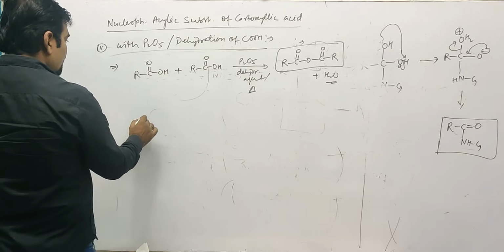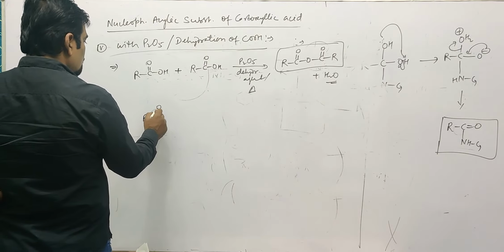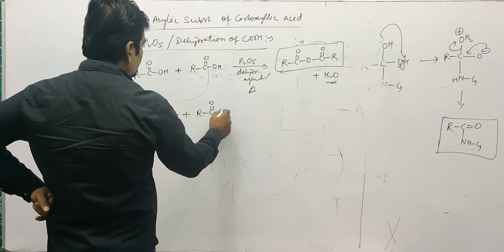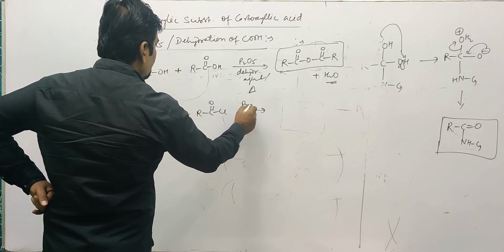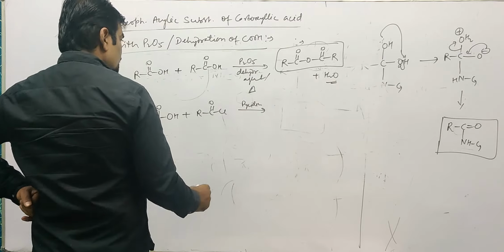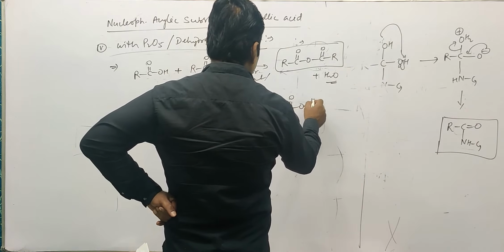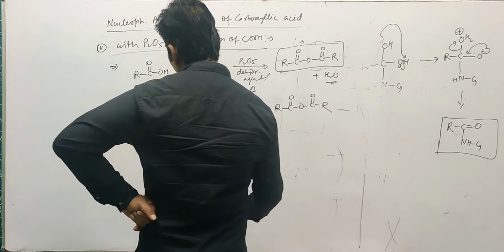This anhydride can be prepared by another method also, like when an acid is heated with an acyl halide in the presence of pyridine base. So this will form the corresponding anhydride.